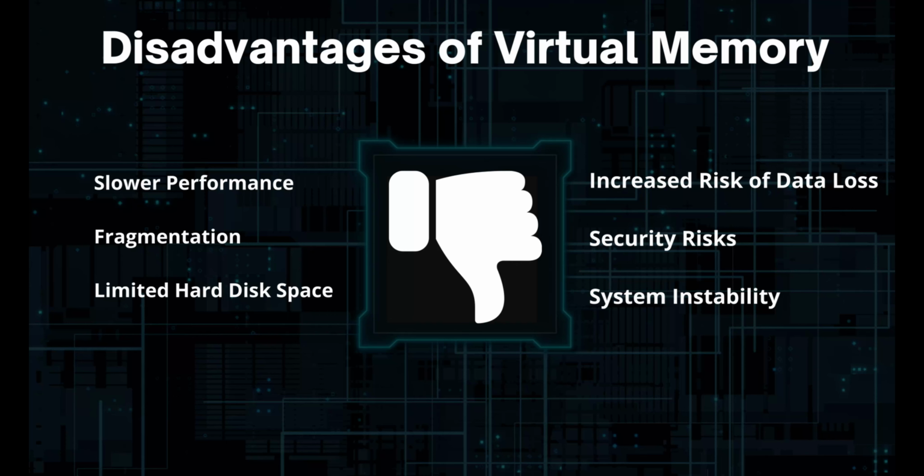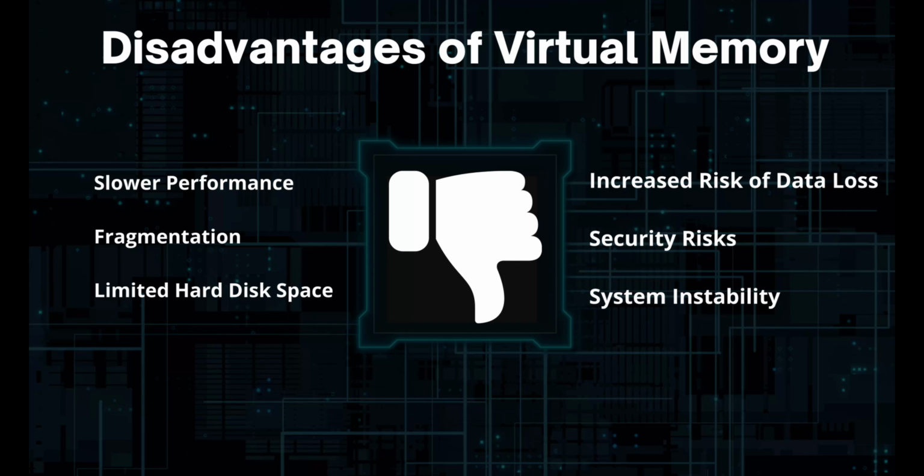First is slower performance. When the operating system uses virtual memory, it has to constantly swap data between the RAM and the hard disk, which can result in slower performance. Second is fragmentation. As virtual memory is used, files can become fragmented on the hard disk, leading to decreased performance and increased wear and tear on the disk.